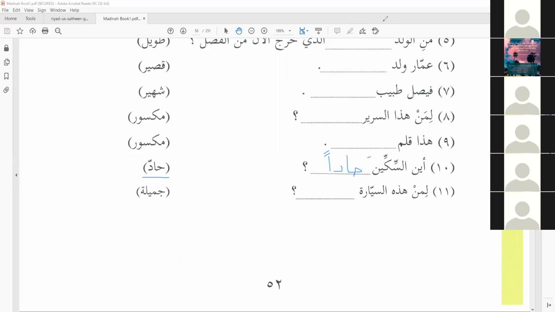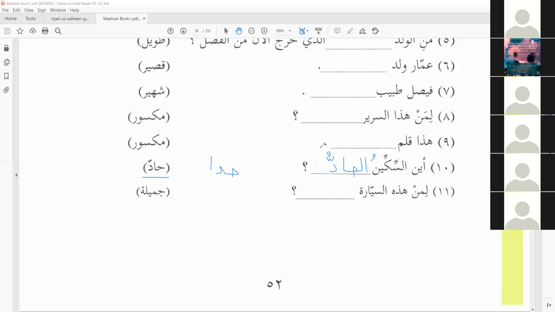Okay. So I don't know what haddan means. Good. Haddun means sharp. Okay. So let's try. Aina sakinu haddu. Very good. MashaAllah. Al-haddu. Exactly. And so as-sakinu is knife and al-haddu is sharp.